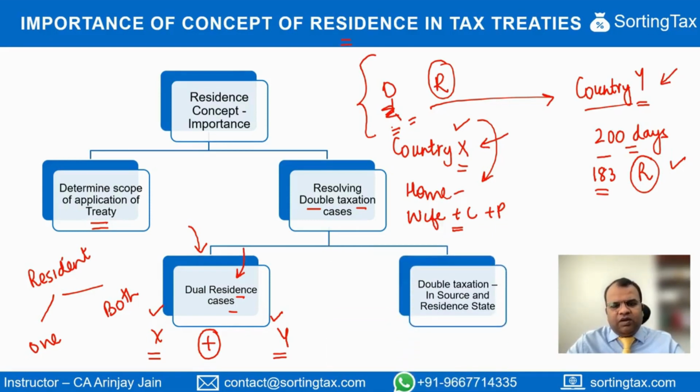The other case could be that an income earned by a particular individual may be taxed twice. Once in the source state, that is the state where the income arises, and second in the state of residence. In such cases also, how you should avoid double taxation is something which can be resolved with the help of Article 4, which is residence in international tax treaties.